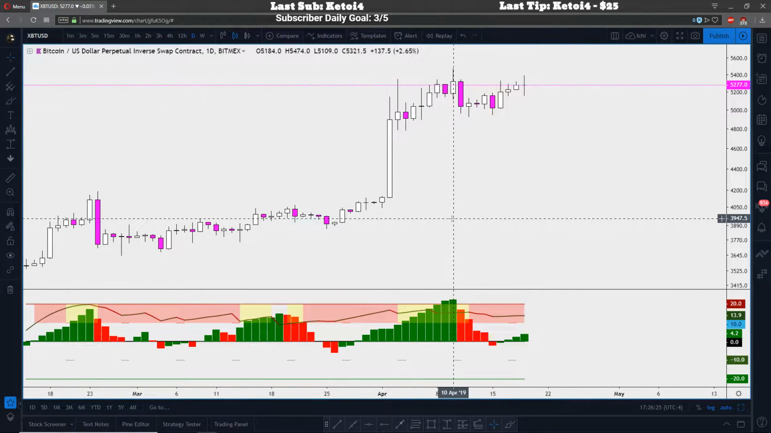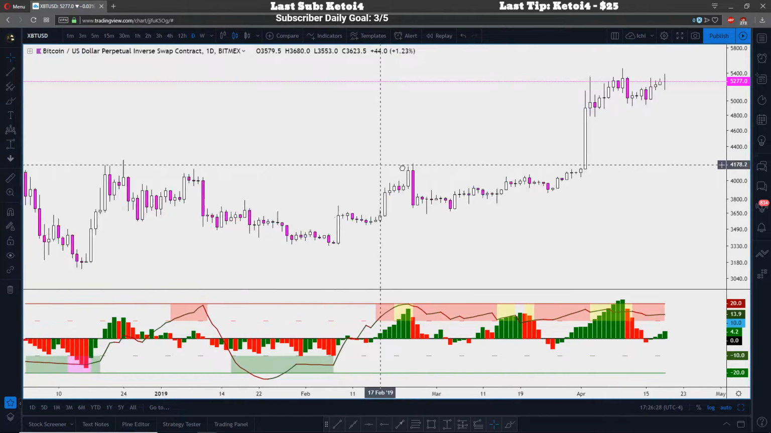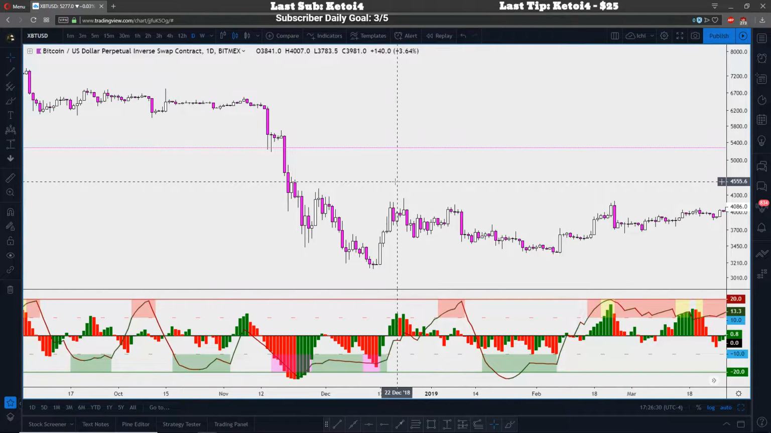Okay, so I don't see any questions, so I'm going to go over the bull traps now. Let's see if I can find any bull traps.